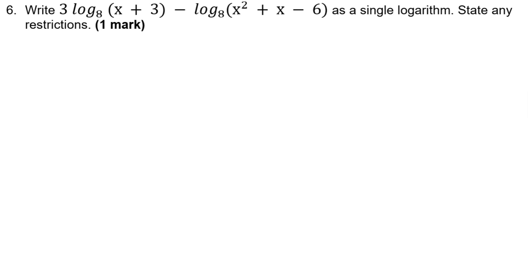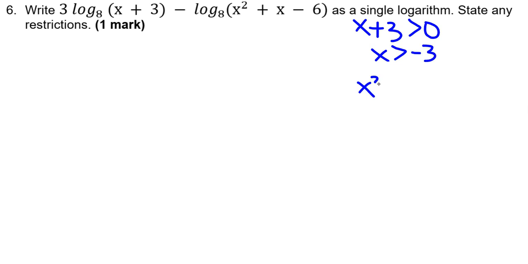Okay, in this question here, we're going to write it as a single log. State any restrictions. I'm going to state my restrictions right away because I don't want to forget about them, and you want to state them as the original restriction. So in the first one, you can't take the log of a negative number. x plus 3 has to be greater than 0, which means x is greater than negative 3.